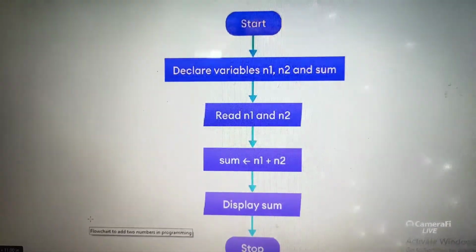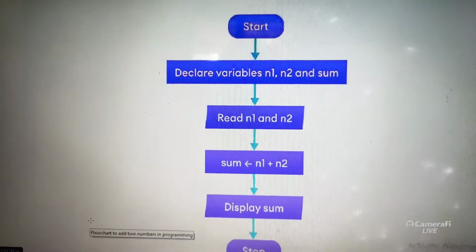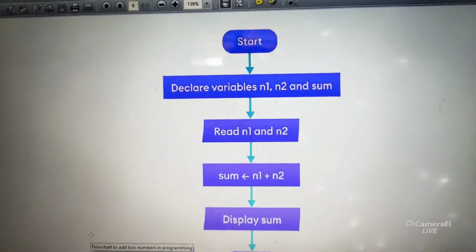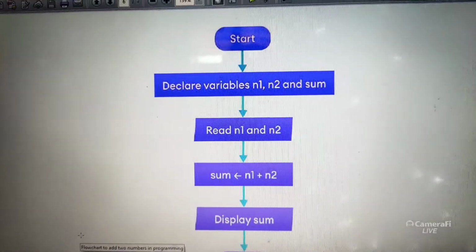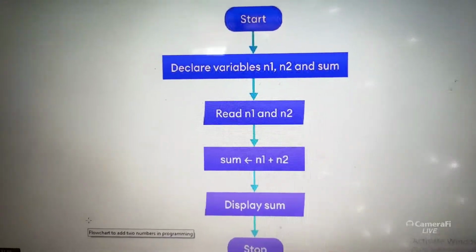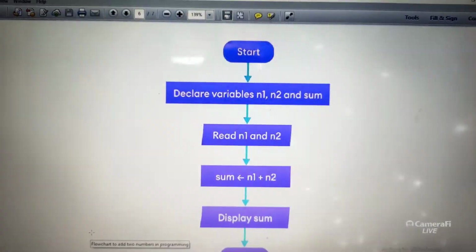Before learning flowcharts and writing algorithms, we will discuss what the basics are. For flowchart and algorithm, addition of two numbers, I have shown the algorithm. This is the flowchart. Okay, so let's go back.